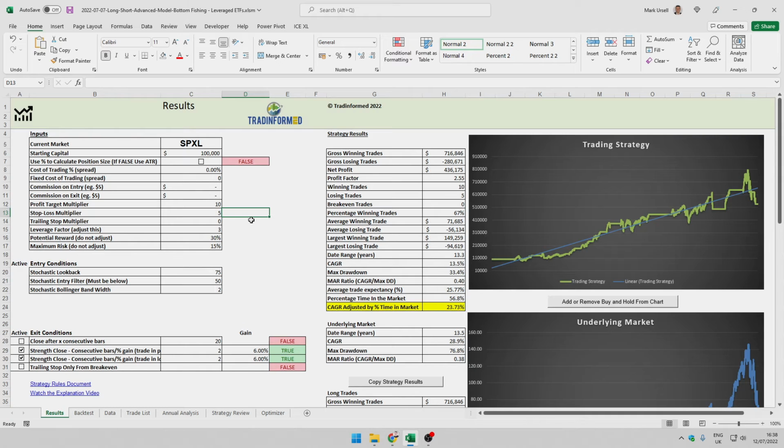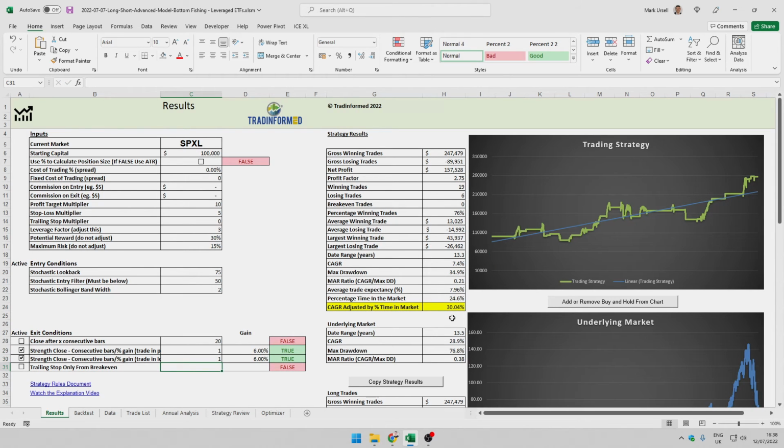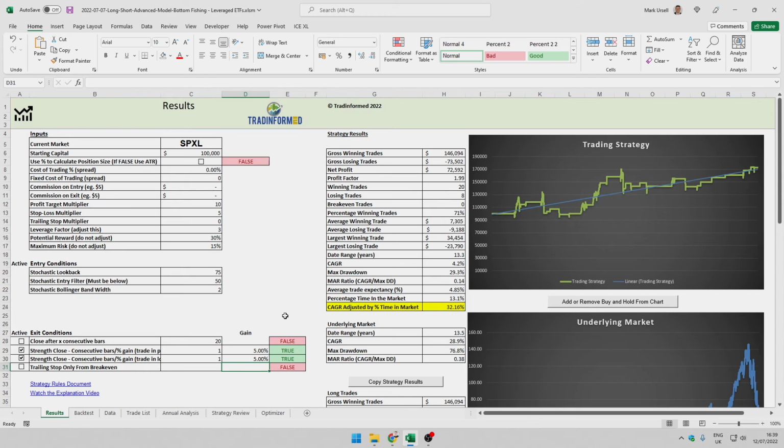Next up is SPXL. This is the 3x leveraged version of the ETF tracking the S&P 500. You can see once again we have an upwardly sloping capital graph and we have exactly the same entry conditions. The only thing I am adjusting is the exit conditions. You can see if I change the strength close to just one bar here, this metric increases again and we maintain our upwardly sloping graph. Our percentage time in the market is lower. So we have less risk because we're exposed on fewer days. We're exiting with a profit, ideally as quickly as possible.